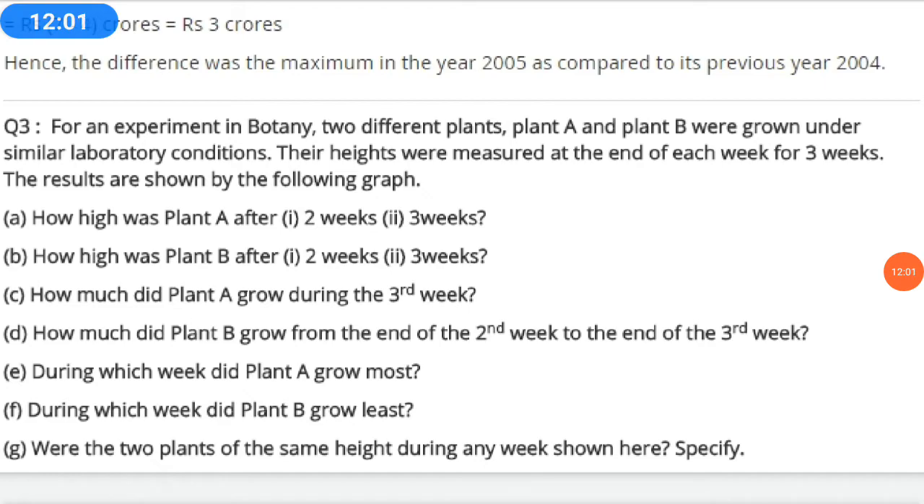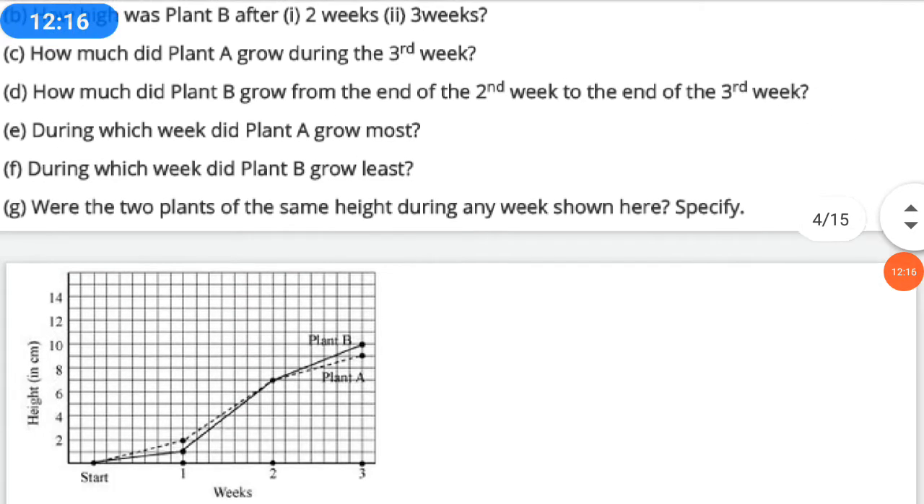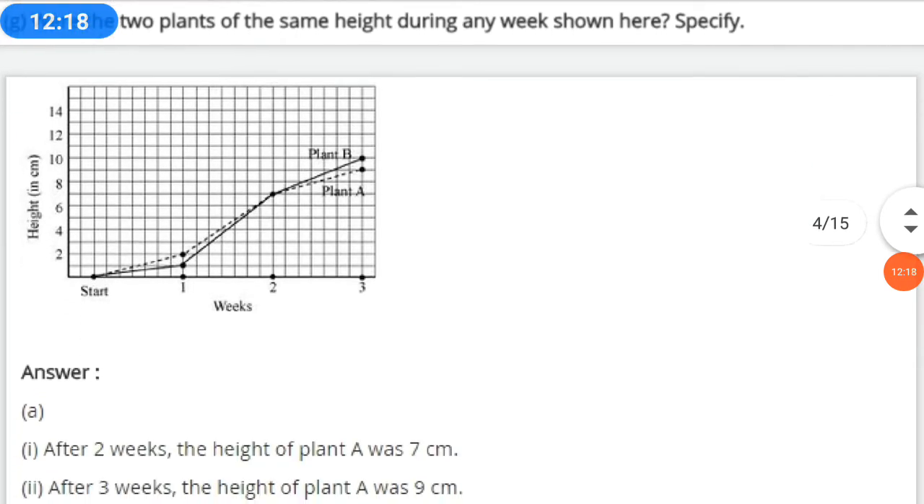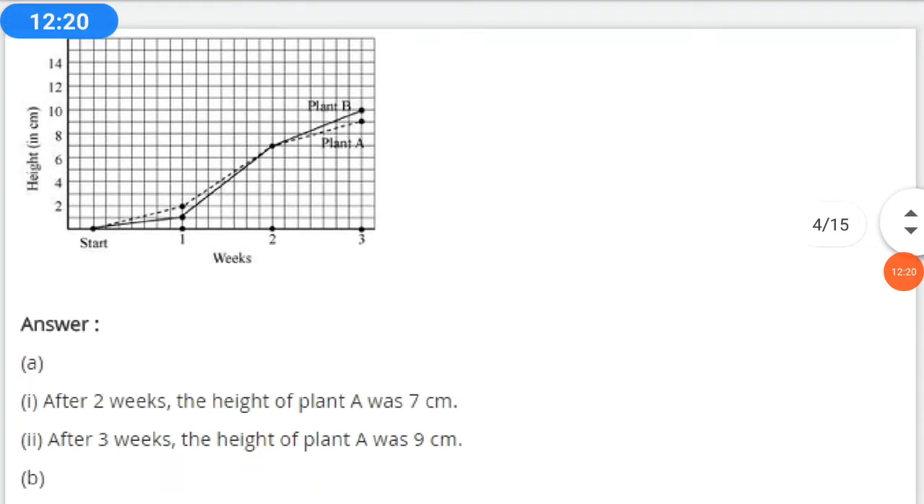How high was plant A after 2 weeks and after 3 weeks? Then how high is plant B after 2 weeks and 3 weeks? How much did plant A grow during the 3rd week? While looking at the graph, you have to answer the following questions. Here is the graph, which is the comparison between two plants.